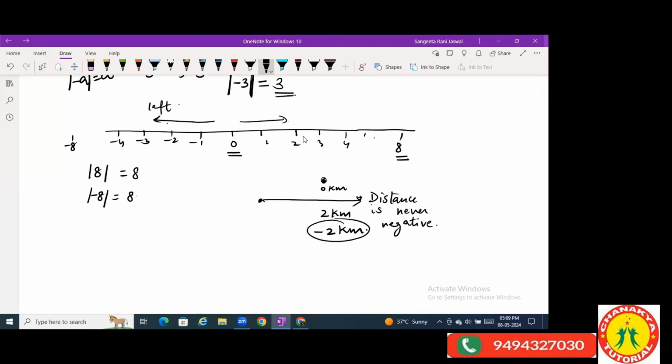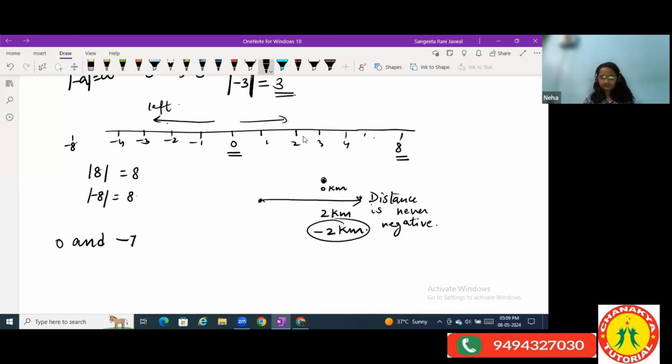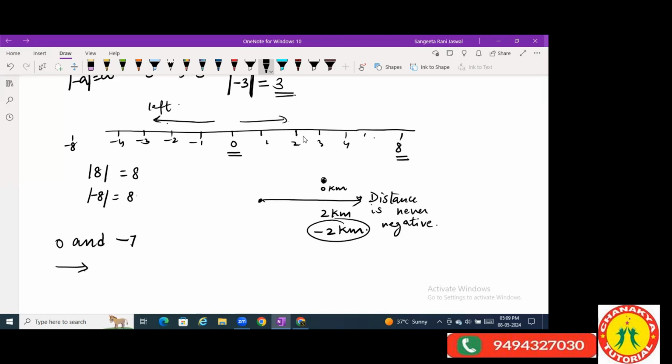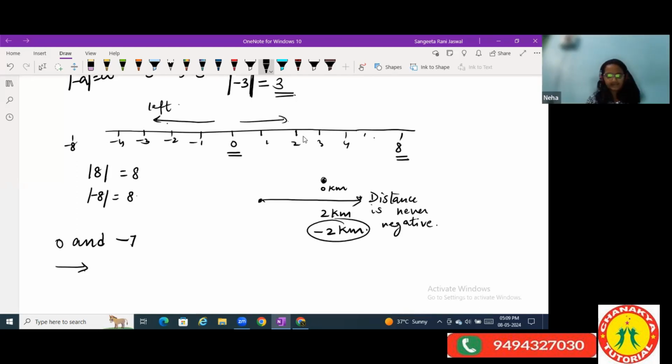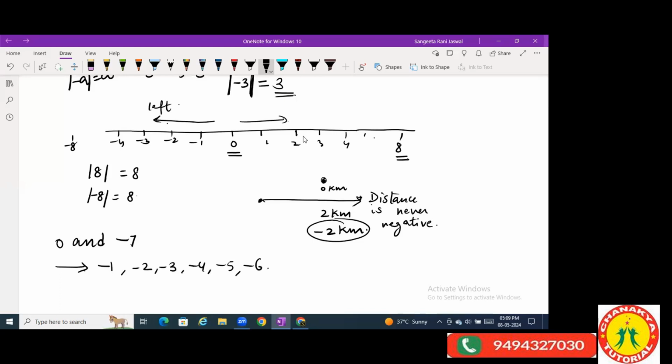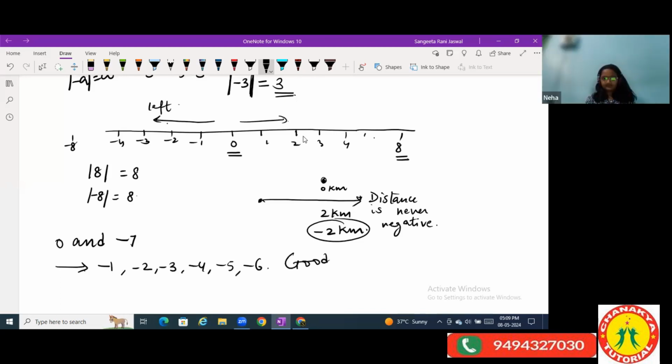Okay, now you tell me. First, Neha will tell me. Neha, write all integers between the number 0 and minus 7. Tell me all those numbers which lie between 0 and minus 7. -1, -2, -3, -4, -5, and -6. Very good.